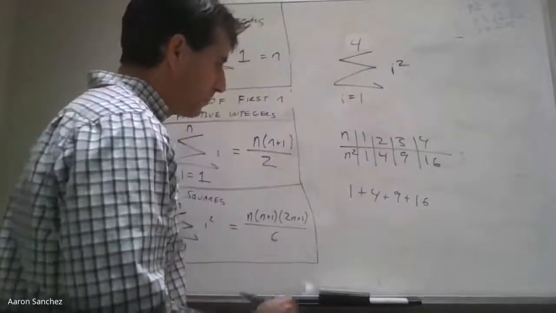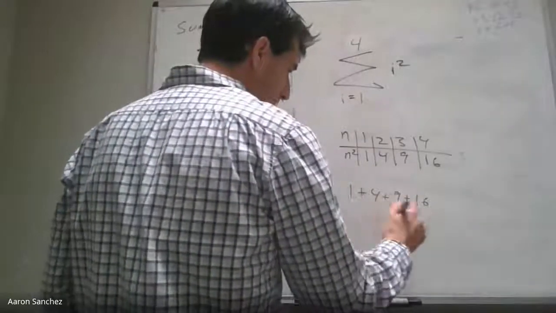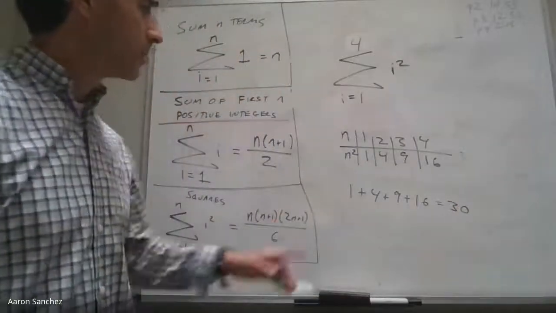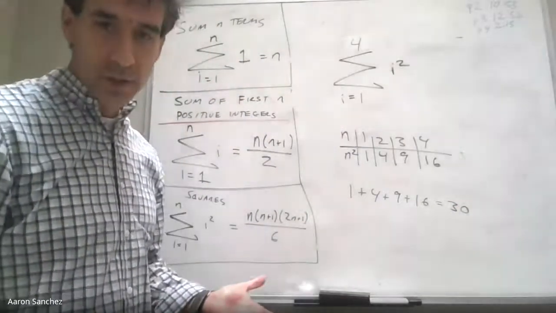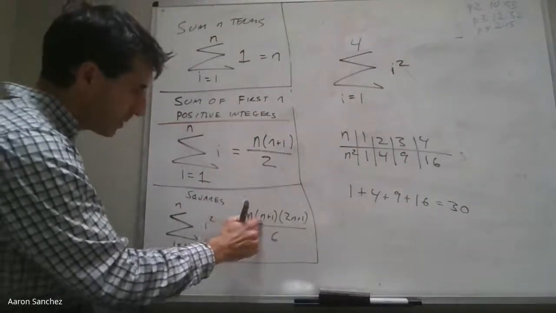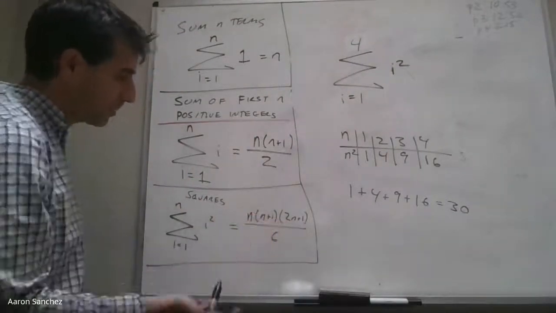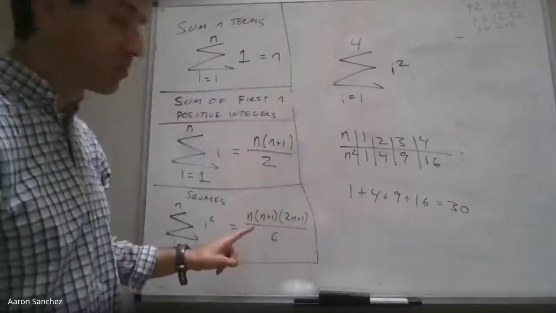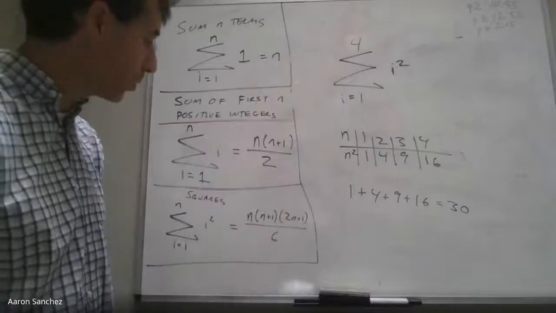So you add them up. That is equal to 30. But what this tells me is, instead of adding all those up, I go n times n plus 1 times 2n plus 1, divided by 6. Which gets easier if this number gets bigger. You'd rather use this here. But I was trying to show you that it works.